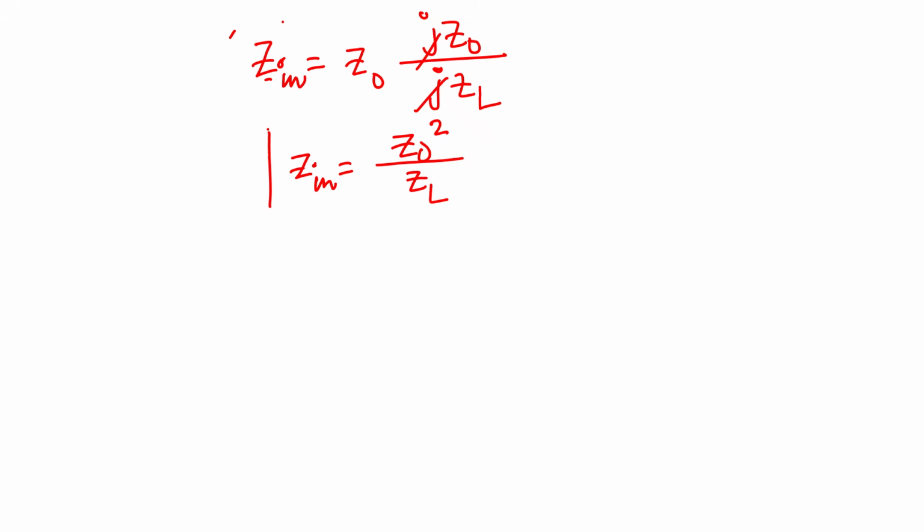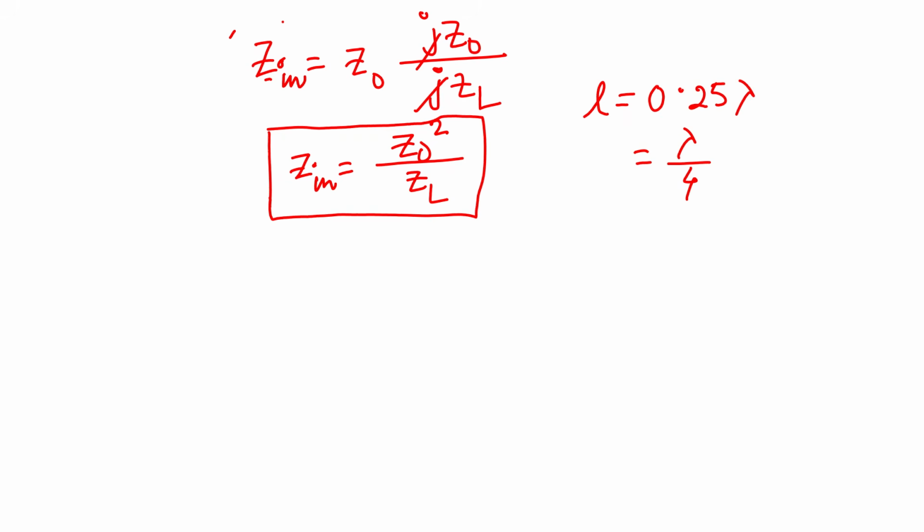Okay. One more important thing that we can get from here is that the length of the transmission line is 0.25 lambda, or in other words lambda by 4. So for a transmission line whose length is lambda by 4, the value of input impedance will be equal to Z0 square divided by ZL. Okay, so this is one short inference that we can take from this numerical problem. So my Z in is equal to Z0 square upon ZL.